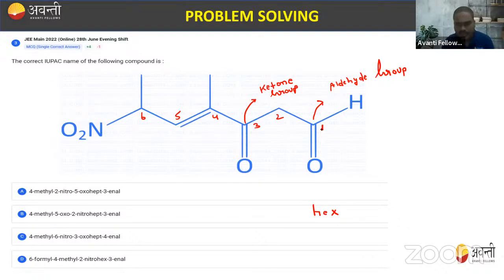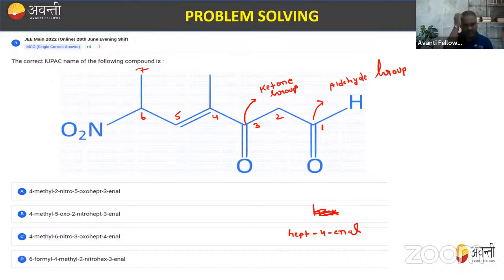Let me again take the longest chain, that is 1, 2, 3, 4, 5, 6, and here we also have a 7th. Yeah, this is also a carbon. So this is the longest chain, right? So not 6, we have 7 carbons in this. So 7 carbons means what? Straight away hept, and 1, 2, 3, 4 we have, so hept-4-en. And we have al, so we can say enal. Al is for aldehyde, en is for the alkene group. So this is hept-4-enal.